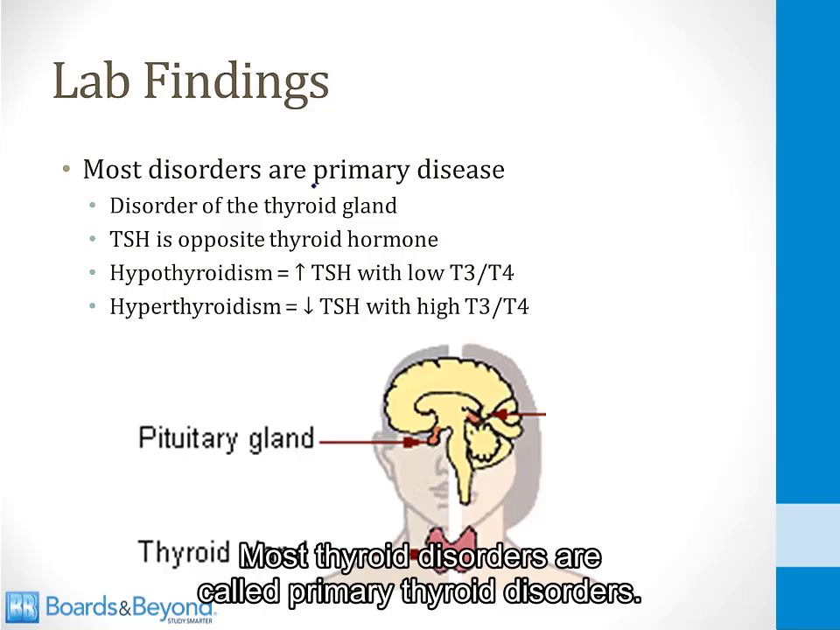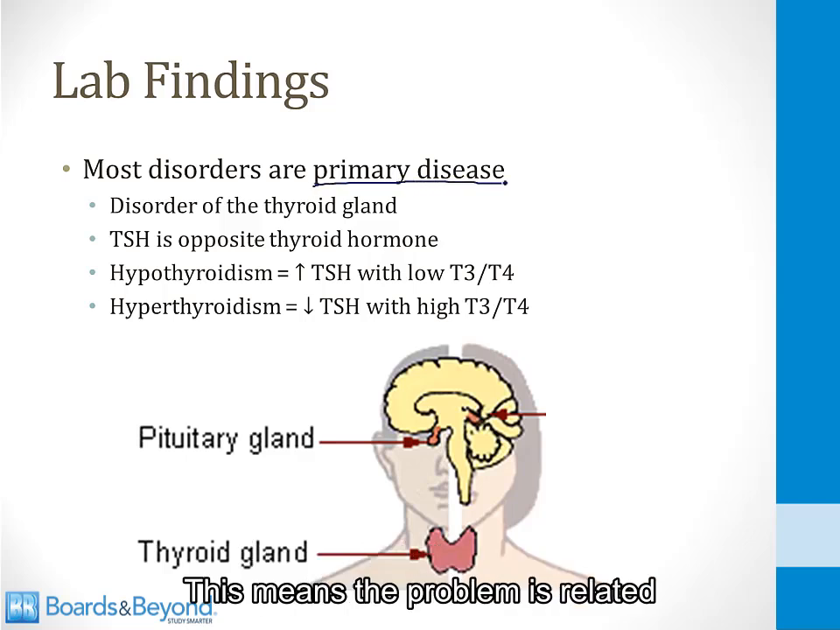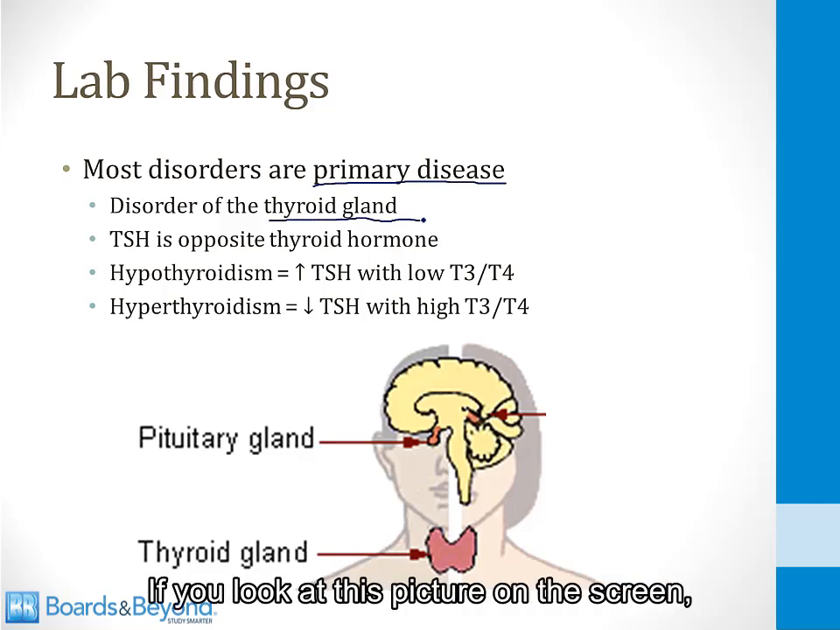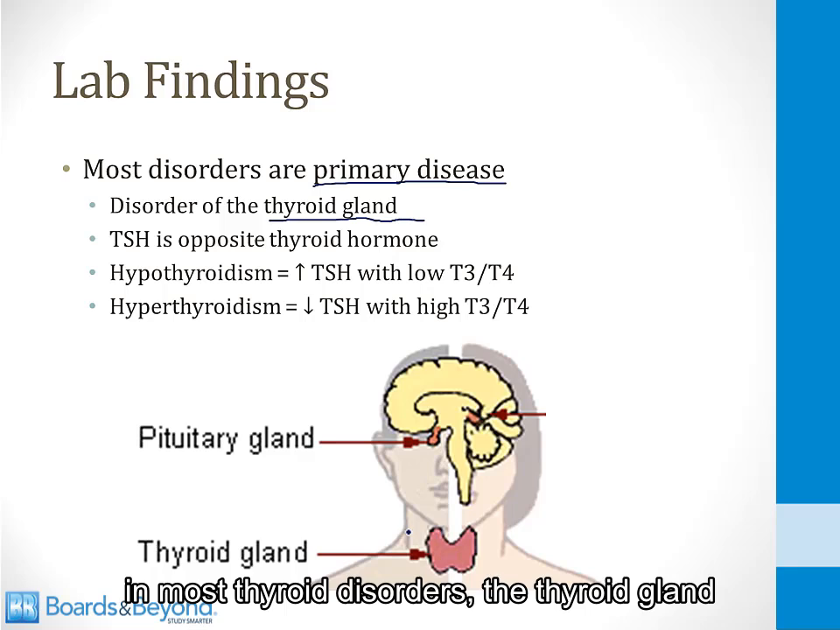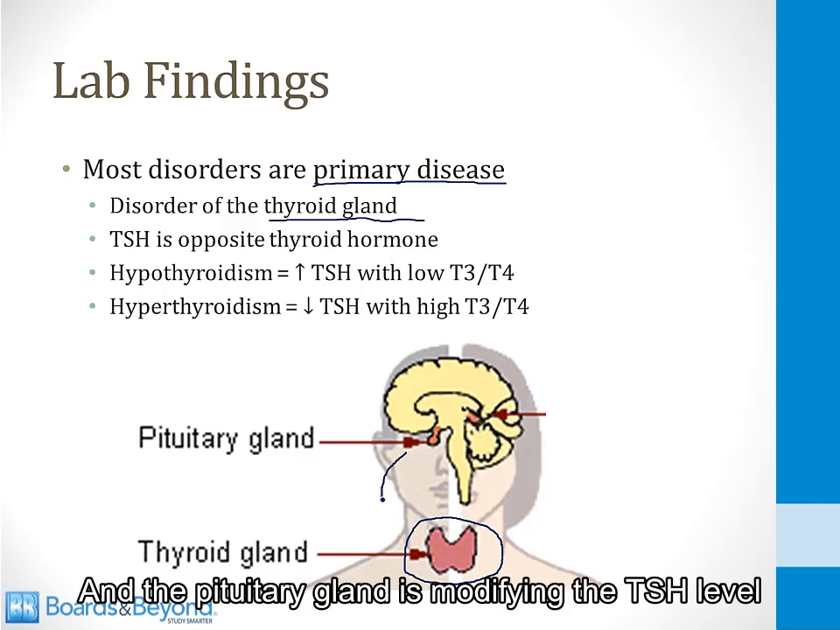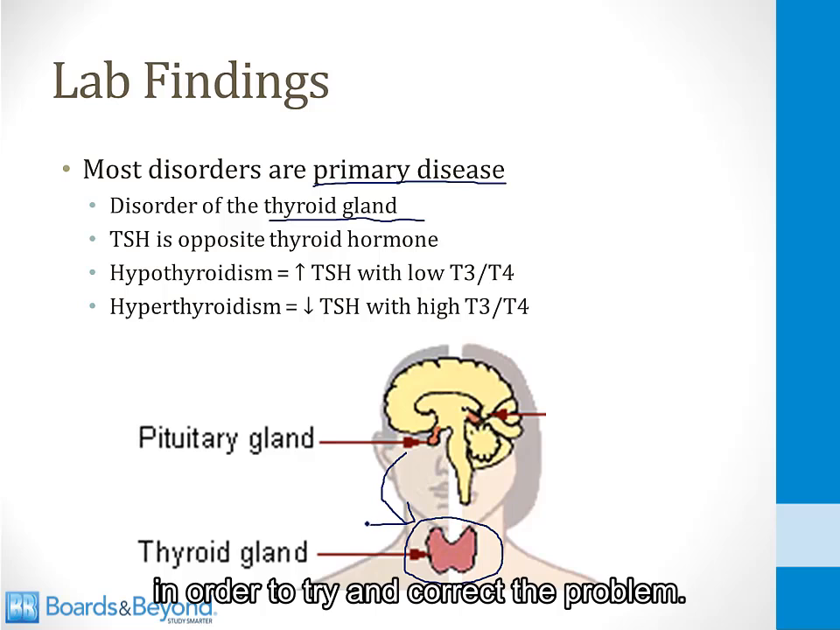Most thyroid disorders are called primary thyroid disorders. This means the problem is related to the thyroid gland itself. If you look at this picture on the screen, in most thyroid disorders, the thyroid gland is either overproducing or underproducing thyroid hormone, and the pituitary gland is modifying the TSH level in order to try and correct the problem.